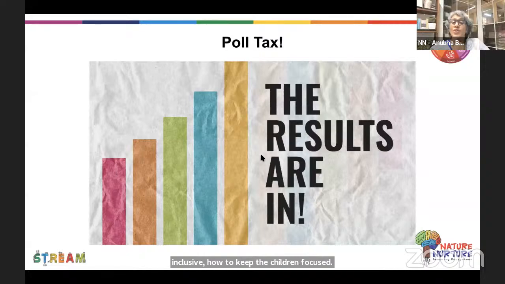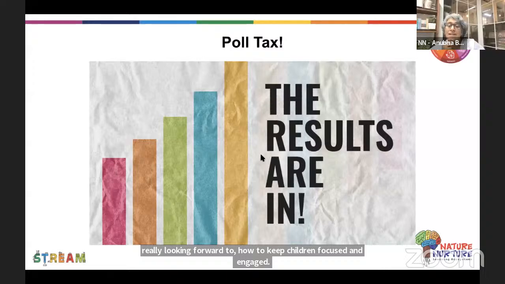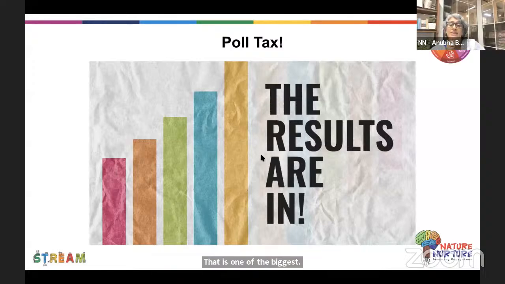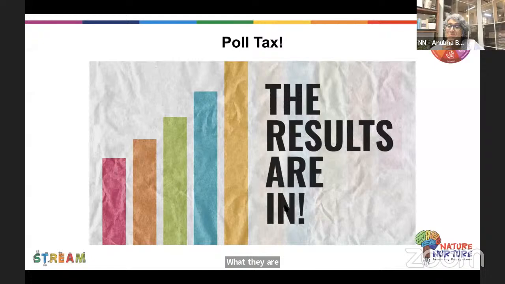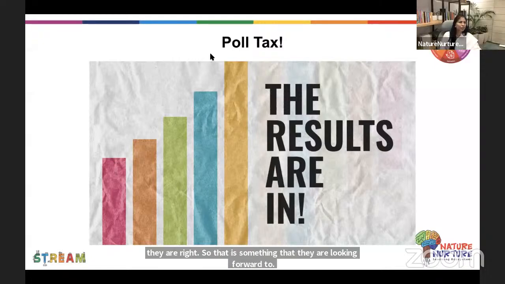What they really want to know more about is how to incorporate differentiated assessments, how to manage time, and how to give feedback, which is one thing they're really looking forward to. How to keep children focused and engaged is one of the biggest takeaways they want from here, and also the different tools and ways of assessments, what they are. That is something they are looking forward to, ma'am. Right. Okay. So what do we have next, Abha?